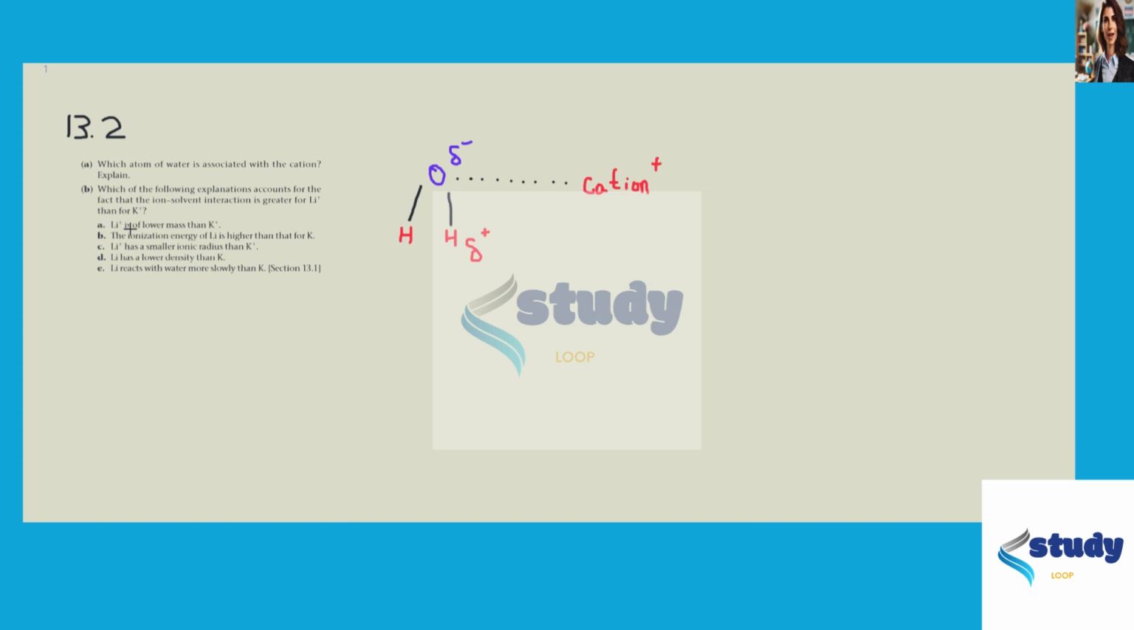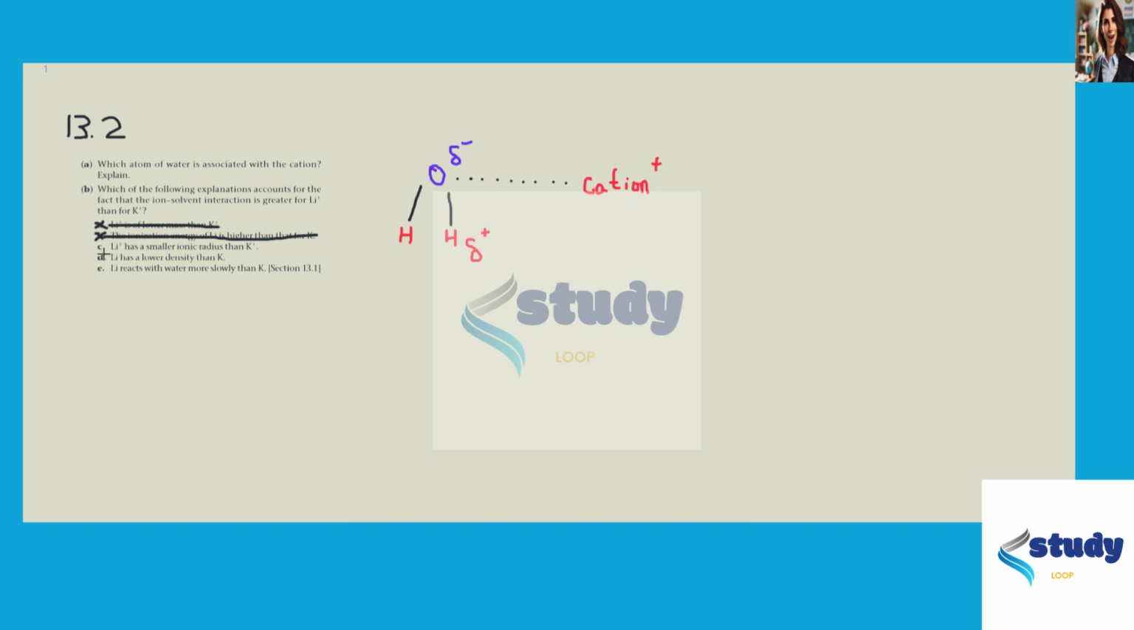So A: lithium is of a lower mass than potassium. That's absolutely correct, but mass has nothing to do with how an electrostatic attraction is formed. So that answer is completely incorrect. B: the ionization energy of lithium is higher than that of potassium. Because it's already a cation in water, we don't care what the ionization energy is, because ionization energy means the energy that you need for breaking apart lithium or potassium. So that's definitely not our answer.